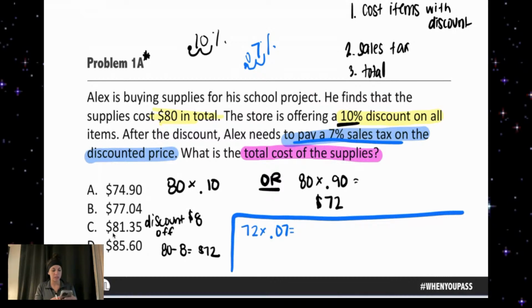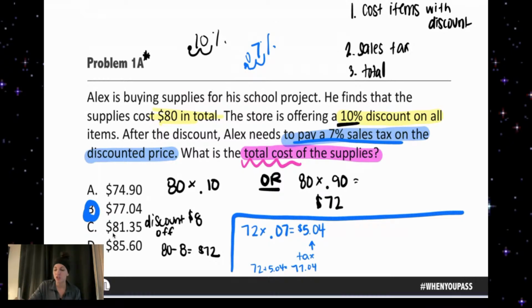72 times 0.07, $5.04. That is my sales tax. So what do I need to do with that number? Add it to the 72. So 72 plus $5.04 is $77.04. So my answer is B, because we're looking for that total cost.